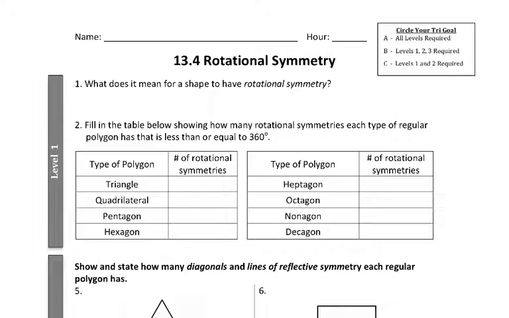Well, last video we talked about reflectional symmetry, where you could reflect one shape over a line and the shape would land on itself. Here, we want to talk about if a shape can be rotated and land on itself, it has rotational symmetry. So we want to look at that idea and see where we are with that.